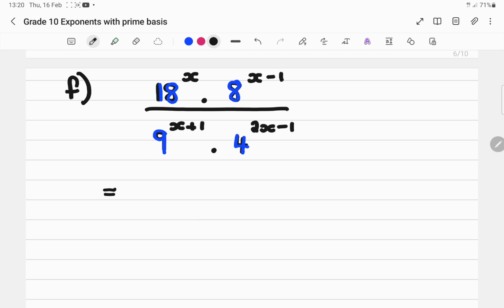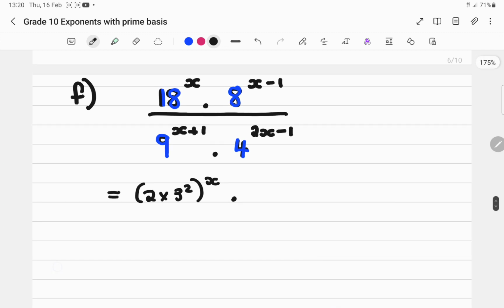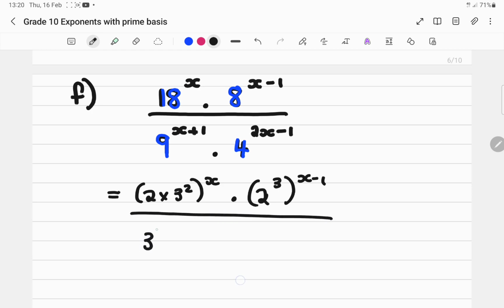Okay, so 18, shift fact, gives me 2 times 3 squared. And these ones are quite naughty ones because there are 2 prime numbers that they are made up out of. Just remember that everything inside the bracket is to the power x. We'll do it now. 8, shift fact, is 2 to the power of 3, all raised to the power x minus 1, over 9 becomes 3 to the power 2, all raised to x plus 1, and 4 becomes 2 to the power 2, all raised to 2x minus 1.